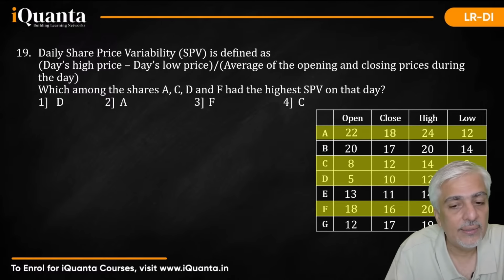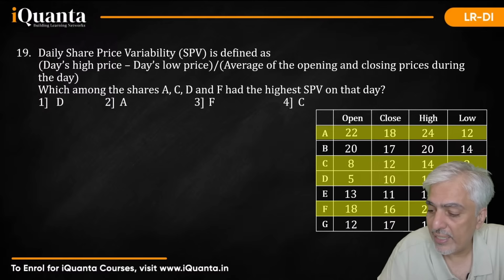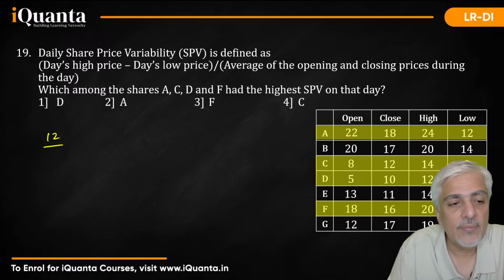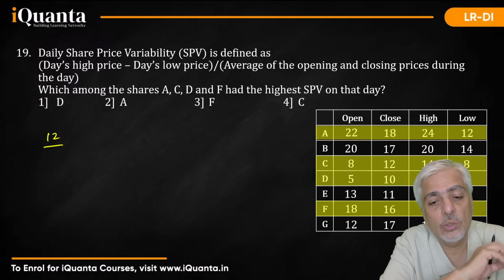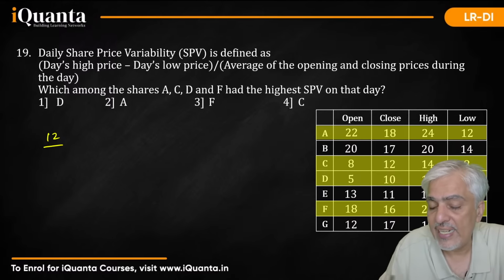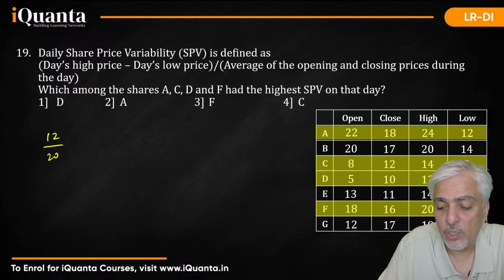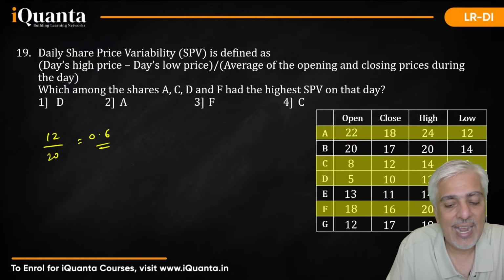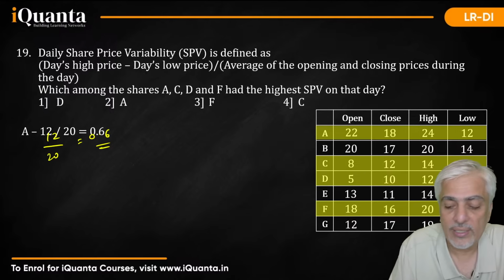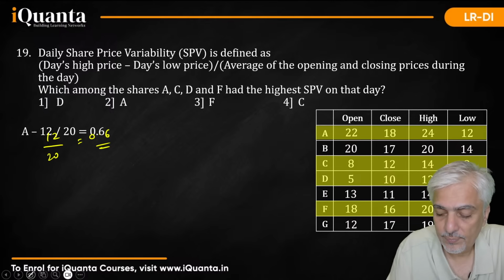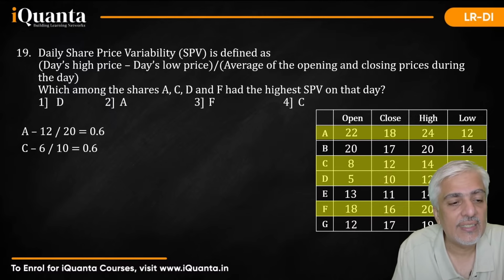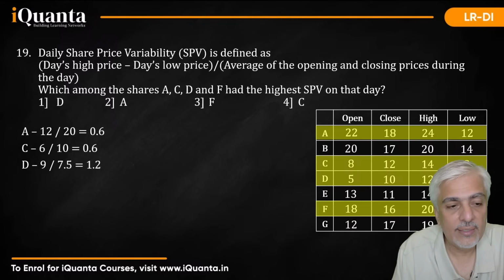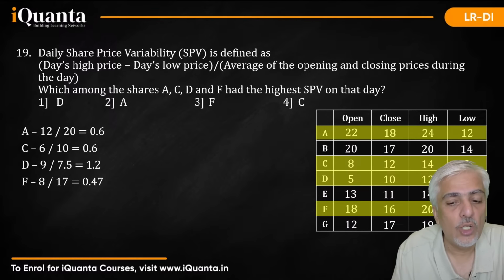For A, what will we get? So let's look at this. What will we get? High minus low, 24 minus 12 is 12, upon average of the opening and closing. If you notice, I cut out all the zeros, which made life easy. The average of 22 and 18 is 20. So 12 upon 20, which is 0.6, and so on. So A is 0.6, B is also, C is also 0.6, okay, D is 1.2, and F is 0.47.